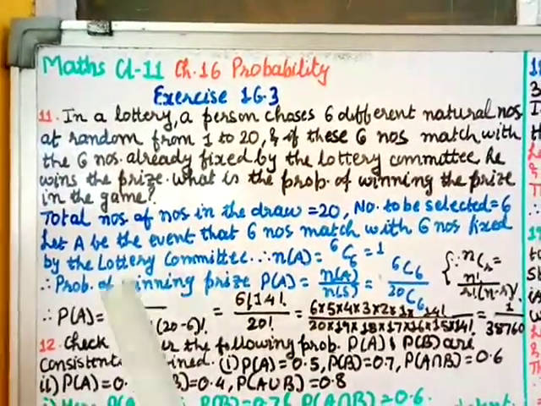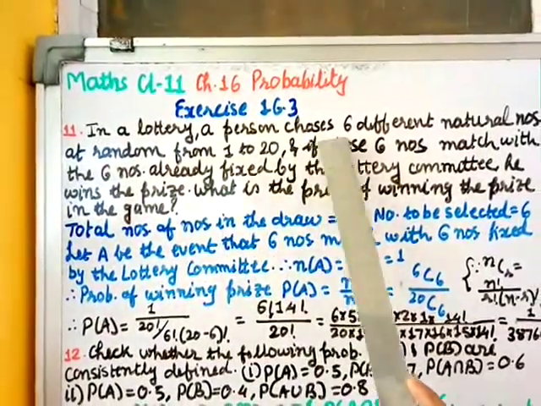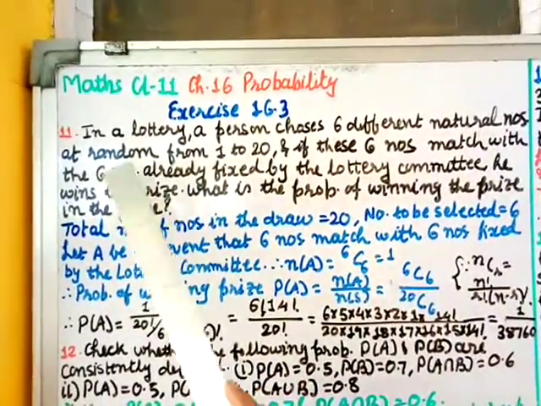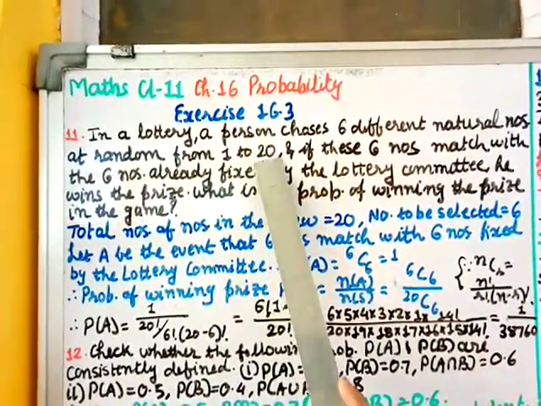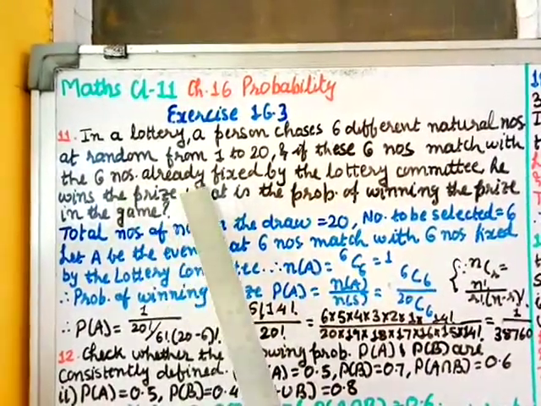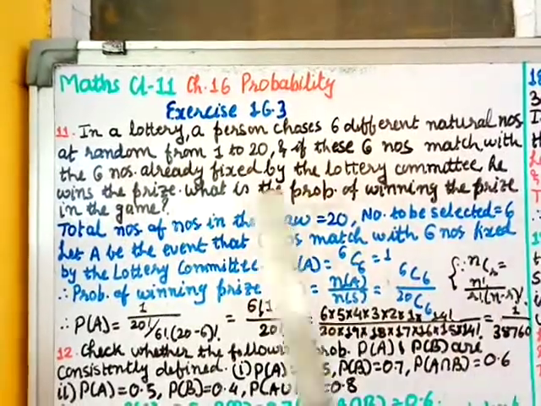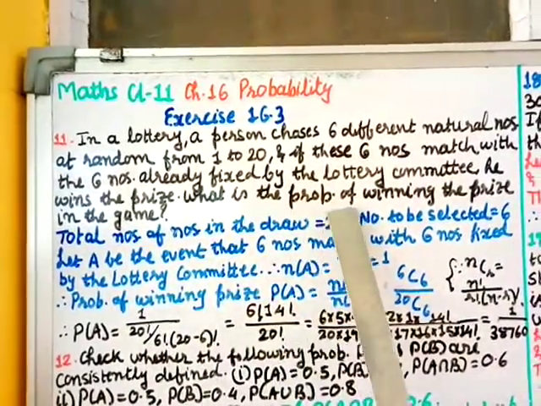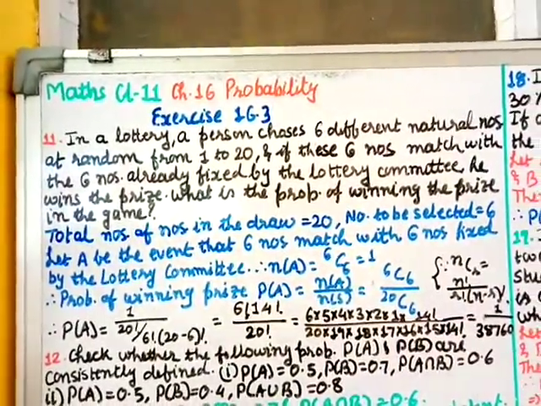Question number 11. In a lottery a person chooses 6 different natural numbers at random from 1 to 20, and if these 6 numbers match with the 6 numbers already fixed by the lottery committee, he wins the prize. What is the probability of winning the prize in the game?